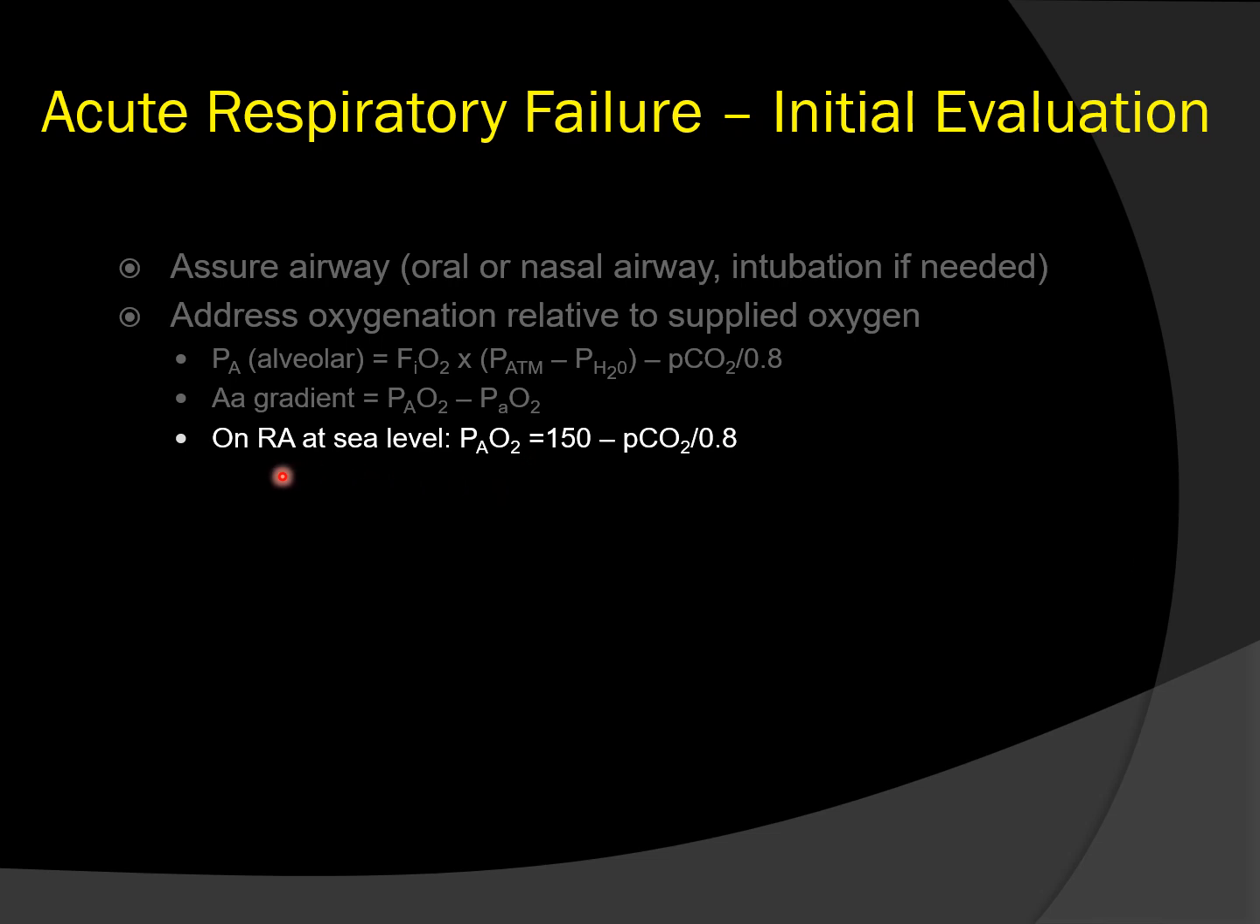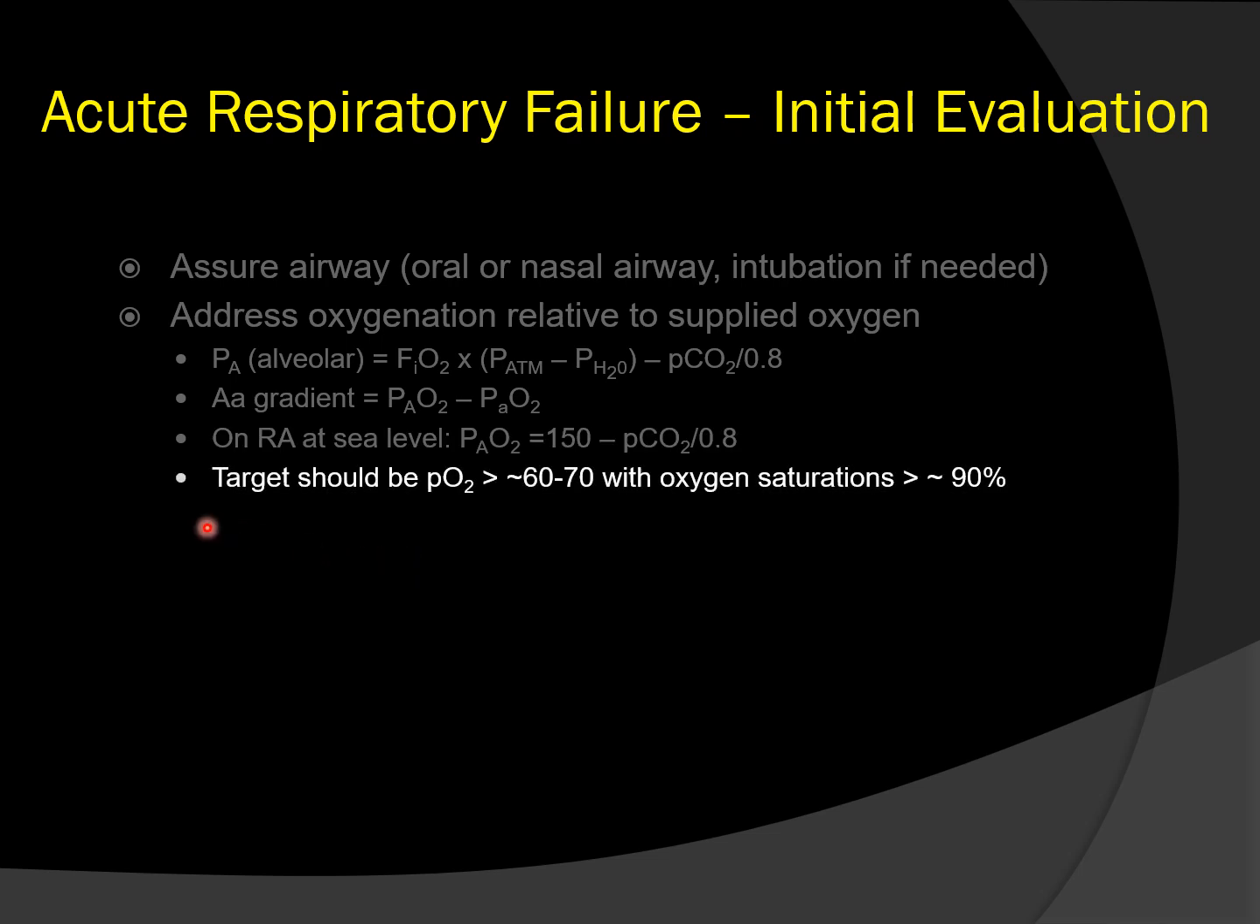So for example, on room air at sea level, if your PCO2 is 40, then the alveolar is 100. That's 150 minus 40 divided by 0.8. That comes to 100. And that's what I was saying a minute ago. On room air, a regular healthy person should have an alveolar of 100 when their PCO2 is 40. And that's why when their PO2 in room air is 85, their AA gradient is 15.